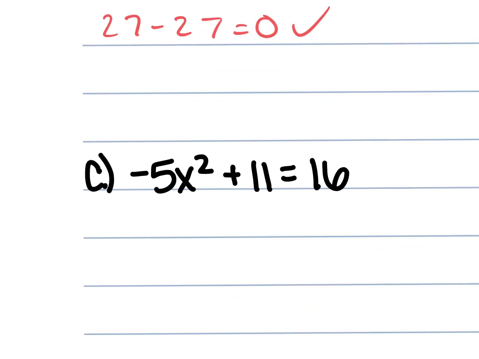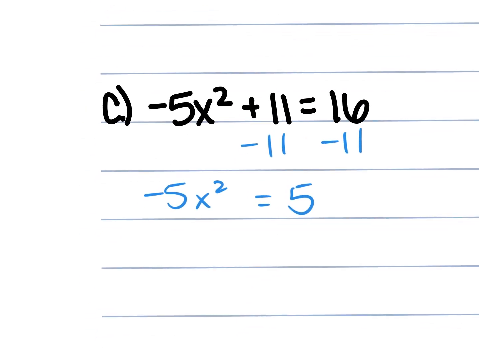What would you do in letter C? Gabe? Subtract 11 on both sides. Excellent. Subtract 11. We're going to get -5x squared equals what, Gabe? 5. What would you do after that? Well, you put it over -5, so divide by -5. Yep. And then you get x squared equals -1.